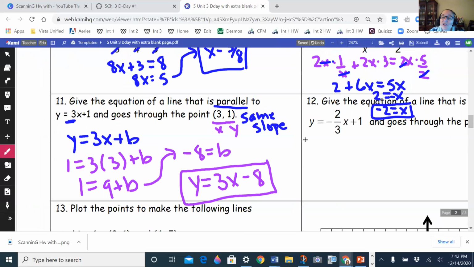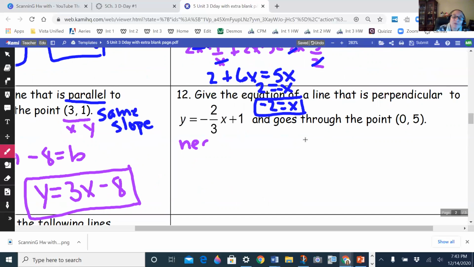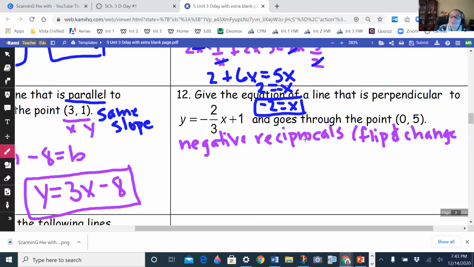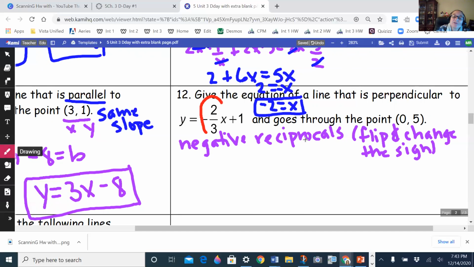Now, perpendicular, they are not the same slope. They are negative reciprocals. So what that means is you're going to flip and change the sign. So flip and change the sign. So in this case, my slope is this negative 2 over 3. So my perpendicular slope is going to be a positive 3 over 2, x plus b.